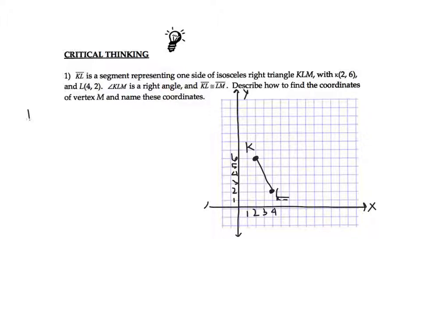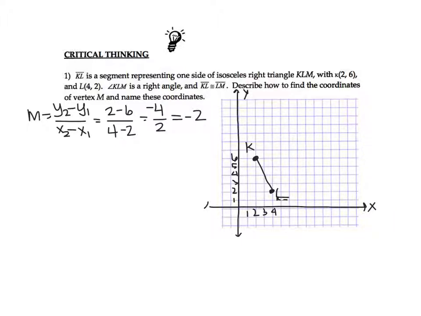So remember, slope is found by doing y2 minus y1 over x2 minus x1. If we use L as our second point, we'll do 2 minus 6 over 4 minus 2, which gives us negative 4 over 2, which is negative 2. So remember, perpendicular lines have opposite reciprocal slopes. So that tells us that the slope of LM is 1/2.